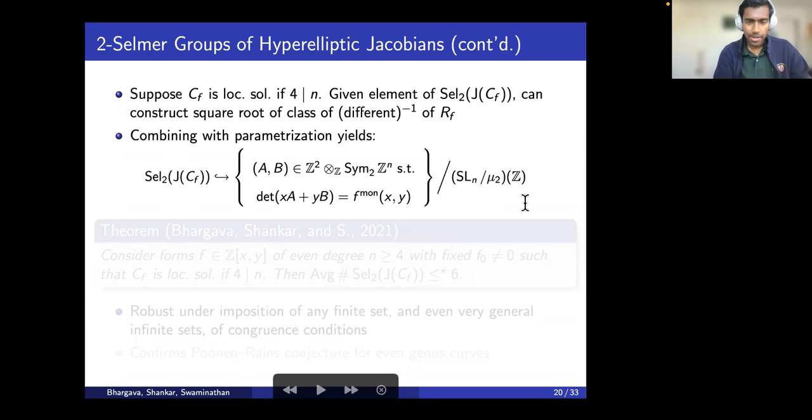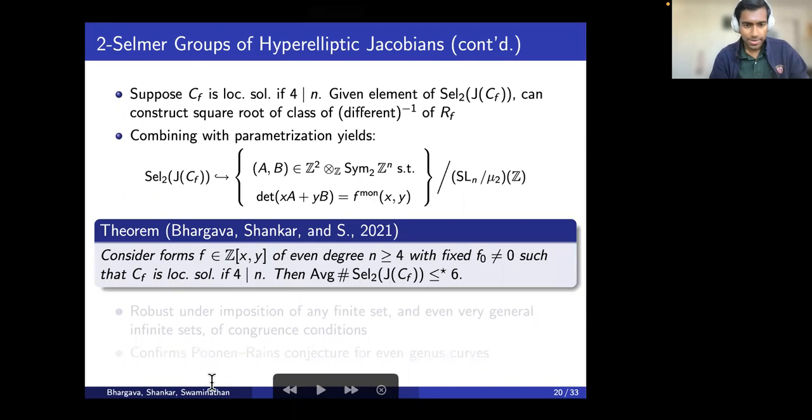Okay, so with that parametrization in hand, using the counting strategy, we get the following theorem. This is joint with Bhargava and Shankar. We prove that if you look at binary forms f over Z of even degree n at least 4 with fixed non-zero leading coefficient f_0, under the technical assumption that the curves are locally soluble if the genus is odd, then the average size of the 2-Selmer group of the Jacobian is at most 6, and we expect that there should in fact be equality here.